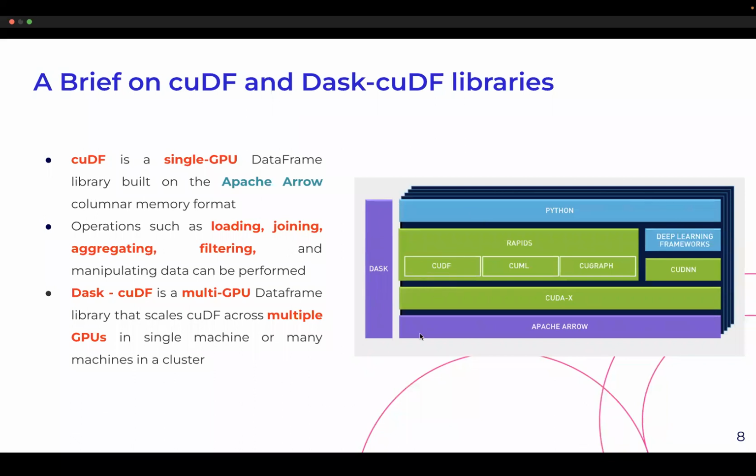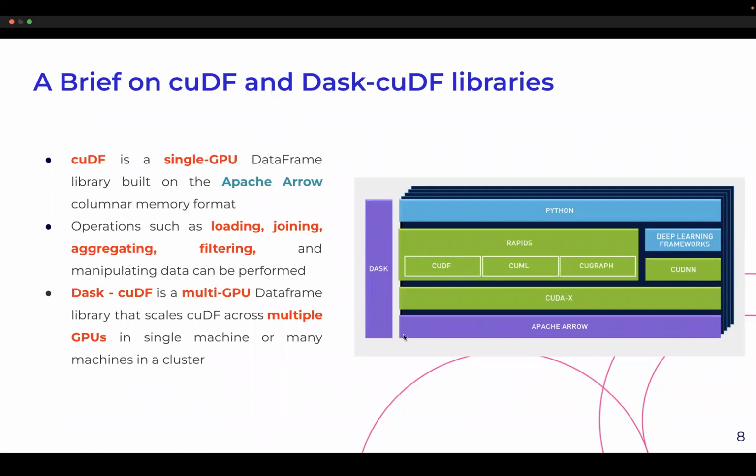So here, this is almost a similar diagram as you saw in the previous slide. CuDF is a single GPU data frame library, which is built on the Apache Arrow columnar memory format. These CuDF APIs provide almost everything that was provided by Pandas APIs. So you can do operations like loading, joining, aggregating, filtering, and you can manipulate the data. All the data wrangling operations can be done using CuDF.